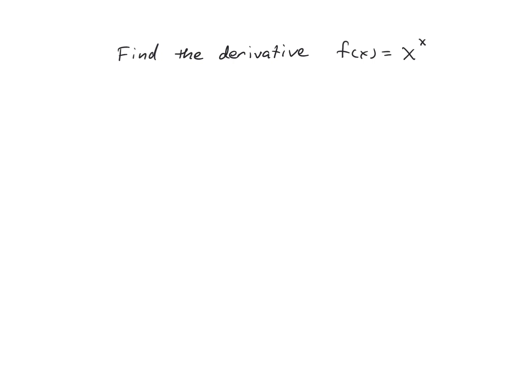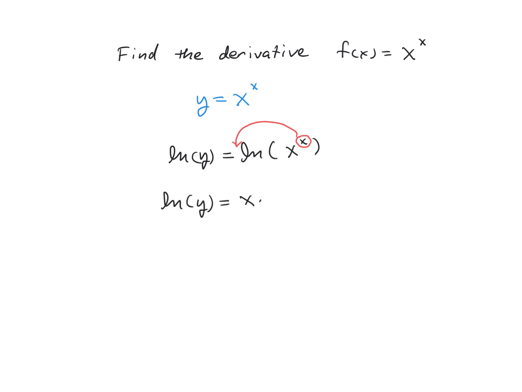First step of the process is to let y replace x to the x power. We can then take the logarithm of both sides. So we're going to have the natural log of y is equal to the natural log of x raised to the x power. It may look like we made matters worse, but because we have the logarithm, we can use the power rule for logarithms and take that exponent and bring it down out front and turn it into a product. So we're going to get the natural log of y is equal to x times the natural log of x. And this is now a very simple derivative for us to study.